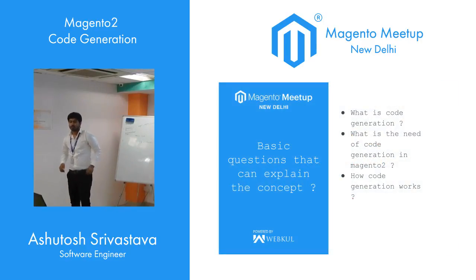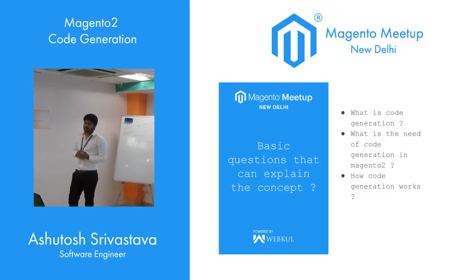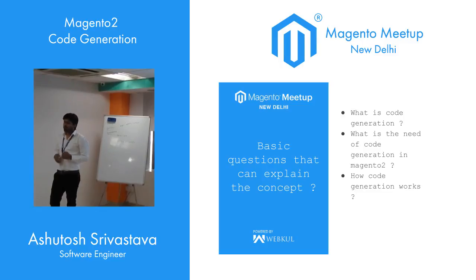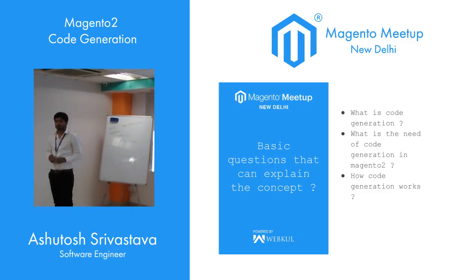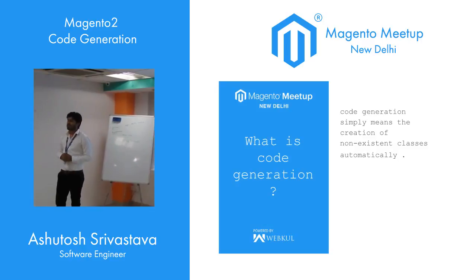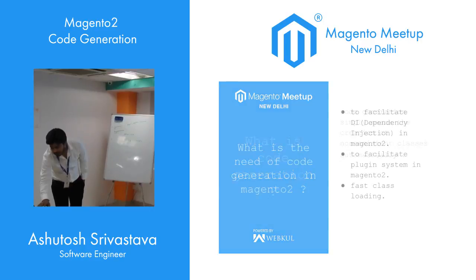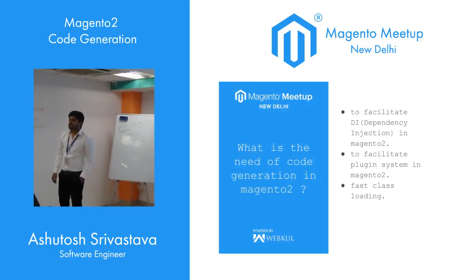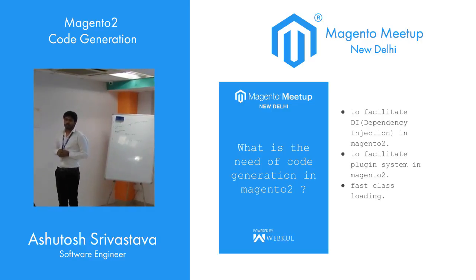So here what we are going to do is ask some questions to ourselves: what is code generation, why Magento 2 uses code generation, and how it is going to be used in Magento 2. So what is code generation? Code generation simply means the creation of non-existing classes, which I have already explained. Now, what is the need of code generation in Magento 2? There are many uses of code generation, like dependency injection, which is a new concept in Magento 2.